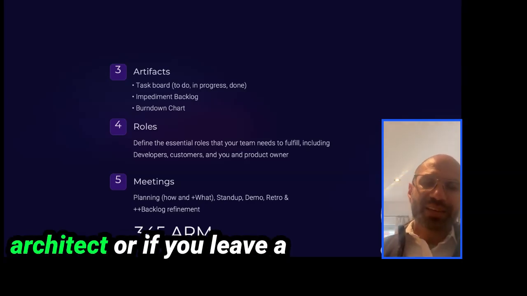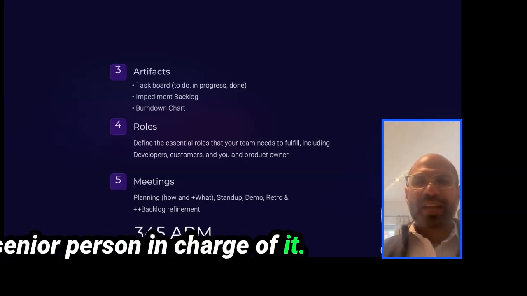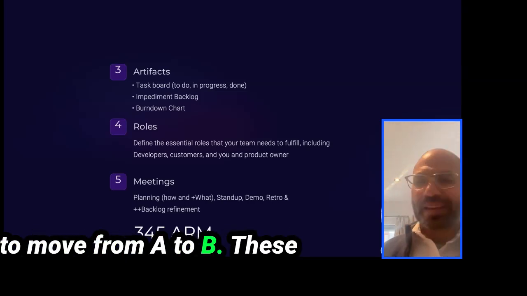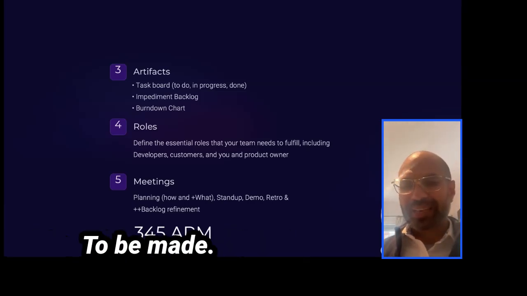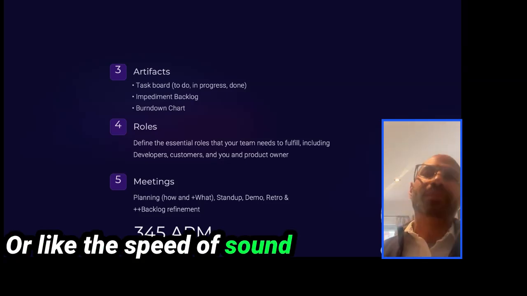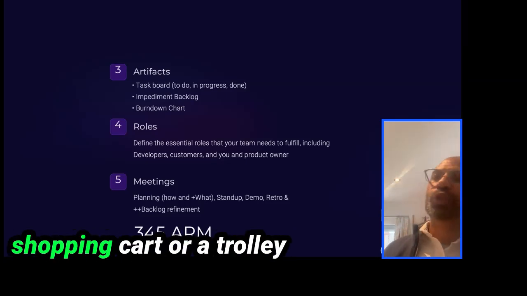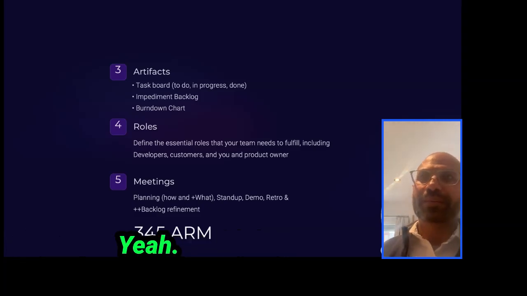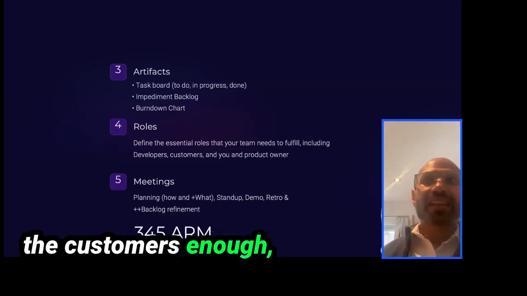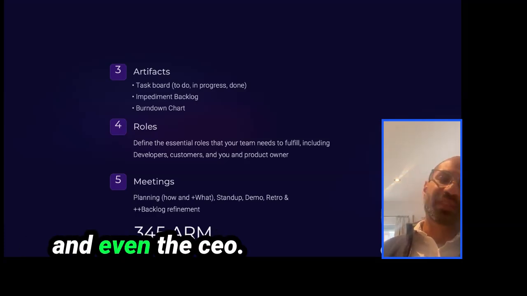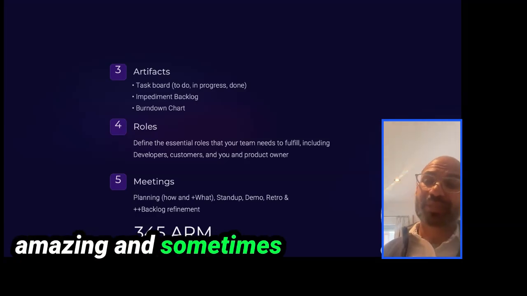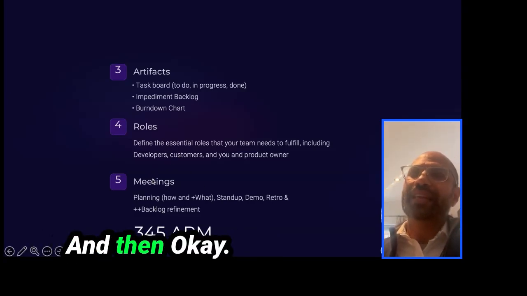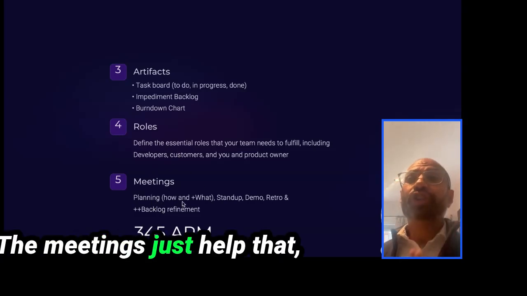Because if you leave an architect or a senior person in charge of it, when there's something simple that needs to be done, like stuff needs to move from A to B, these people ask for a plane to be made, or the speed of sound to be broken, when a shopping cart or a trolley or a scooter would do. Iterative and just pleasing customers enough sometimes. Product owners and architects and even the CEO, they want something amazing. And sometimes customers just want the damn thing to work. Yeah, it's enough. So that's what you're trying to achieve. And then the meetings just help that.